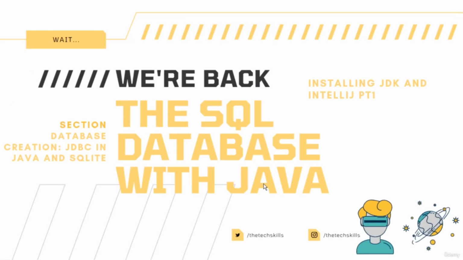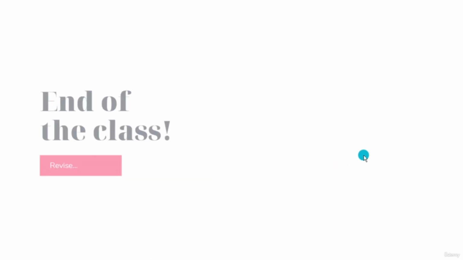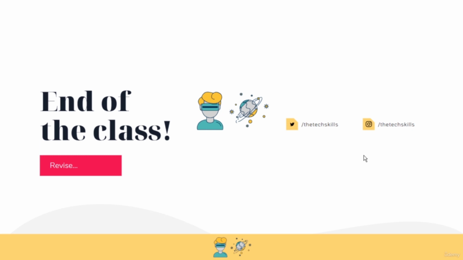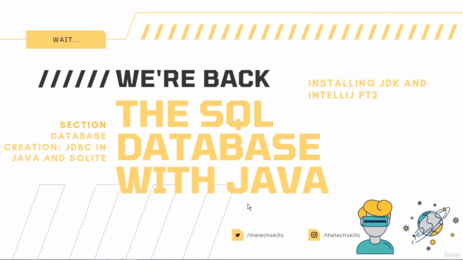With that done, we already have the JDK installed in our machine. So this is the end of the class. Revise if you need, and let's move to the next lesson, where we're going to be talking about the integrated development environment, and we're going to be installing IntelliJ. This is part 2 of installing JDK and IntelliJ. We're going to be installing IntelliJ for this video.